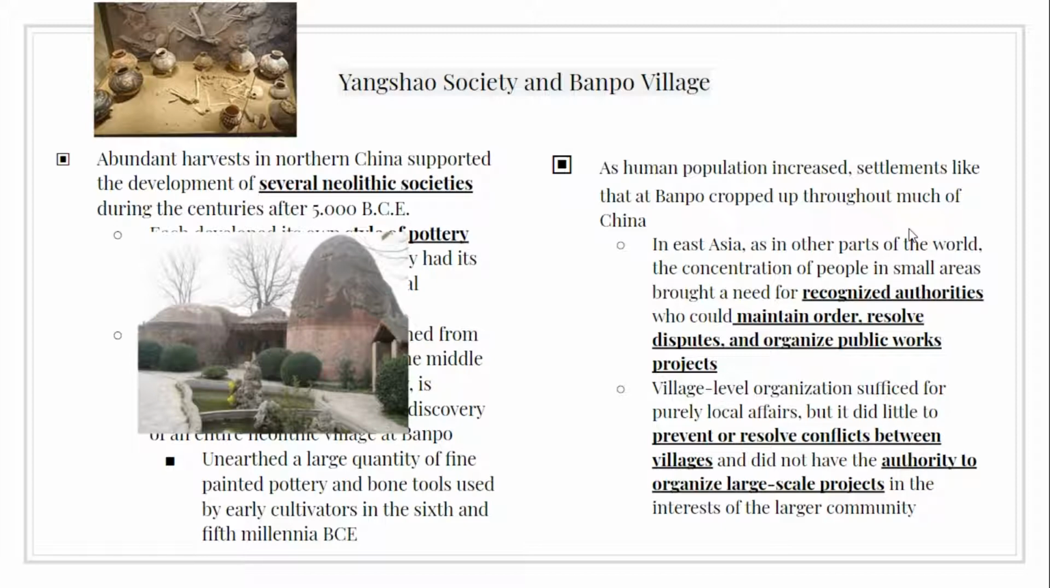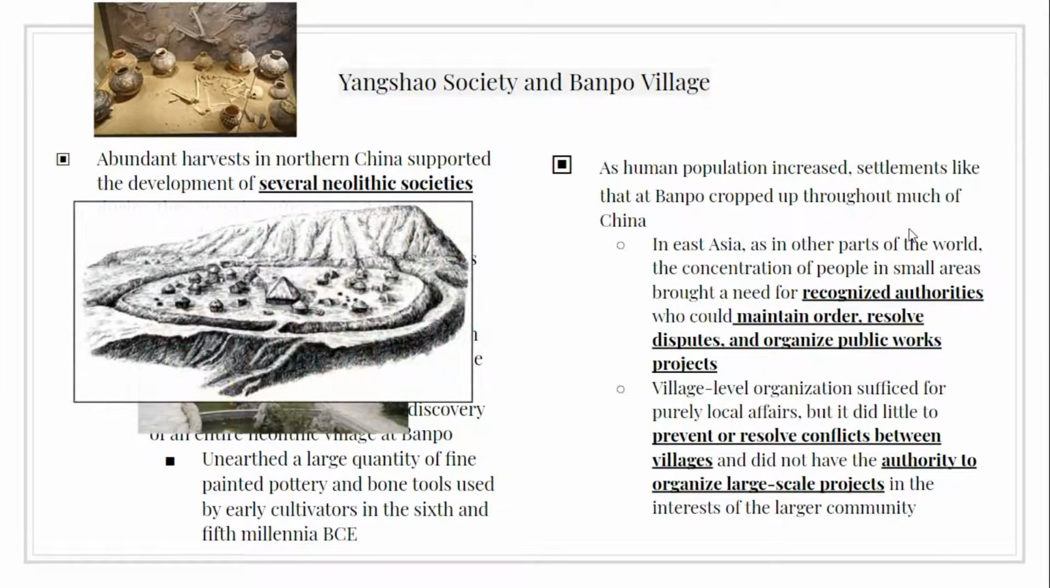So you have these village level organizations that sufficed for purely local affairs. But these village level organizations did little to prevent or resolve conflicts between neighboring villages, and there was no real authority when it comes to large scale projects. So, in the end, these little mini villages didn't really last for too long because they didn't have a necessary political structure to help them with larger conflicts and projects.